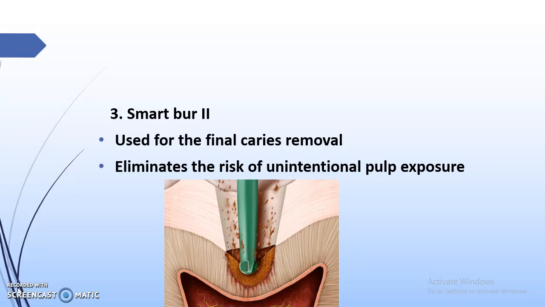Finally, in order to remove any questionable part of caries that is present in the tooth, we use the Smart Burr tool. It is also available in SS White, which is easily available, and it is used to remove the final caries. It won't harm the enamel or dentine, so it is very good to give a final touch to the removal of caries. It also eliminates the risk of unintentional pulp exposure, as it targets only the carious part, not the enamel.